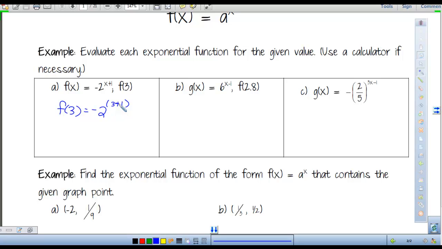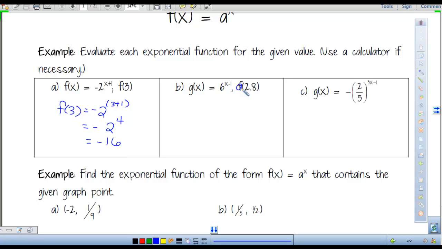With this negative, is the exponent applied to it? Yes or no? No, it's not. The exponent's not applied to the -2. If it was, then we'd have to write it this way, but that's not what we have. So our final answer, we can already tell, is going to be negative. We're looking at 2 raised to the 4th power, which is just what? -16.